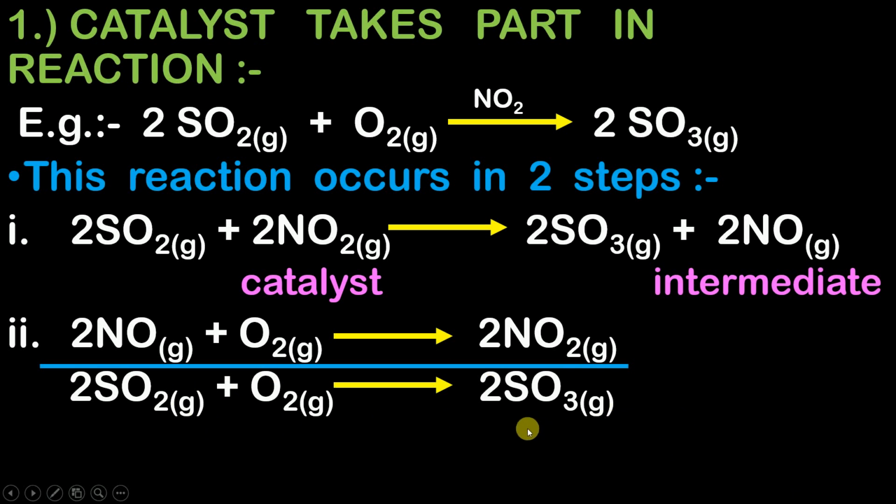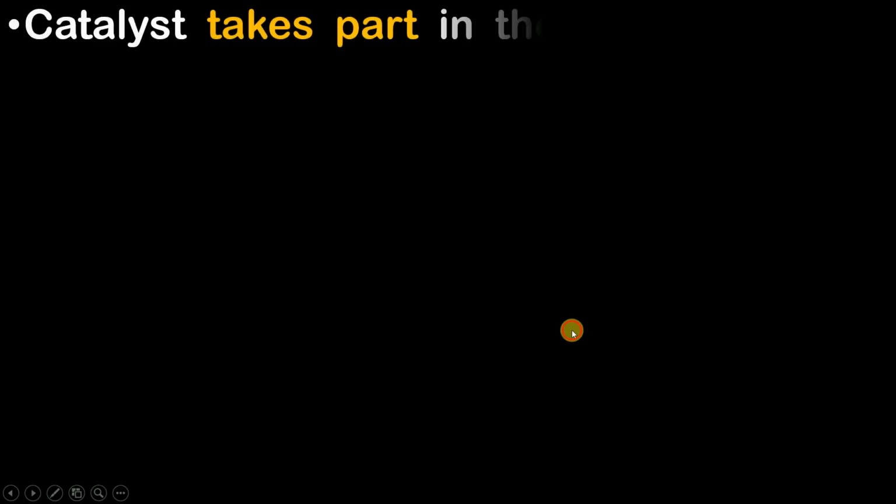Is there any change in the quantity of NO2? No, there is no change in the quantity of NO2. Therefore, NO2 will not appear in the final overall reaction. That is nothing but this reaction. And this is also your overall reaction only. Okay, I have just bifurcated and shown you how this overall reaction takes place. This overall reaction takes place in 2 steps. Clear? Now, moving on with the second general characteristic.